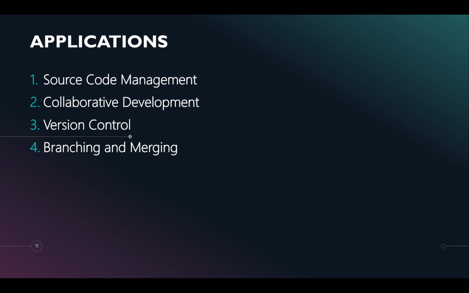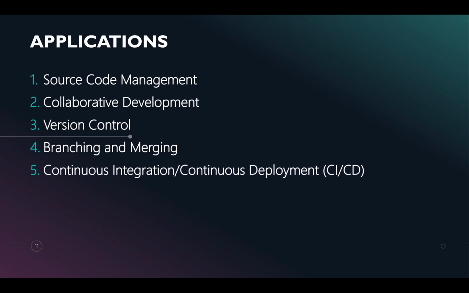code base. 5. Continuous integration/continuous deployment, CI/CD. Git integrates seamlessly with CI/CD pipelines, allowing developers to automate the testing, building, and deployment processes. CI/CD pipelines can be triggered automatically whenever changes are pushed to the Git repository, ensuring rapid and reliable delivery.